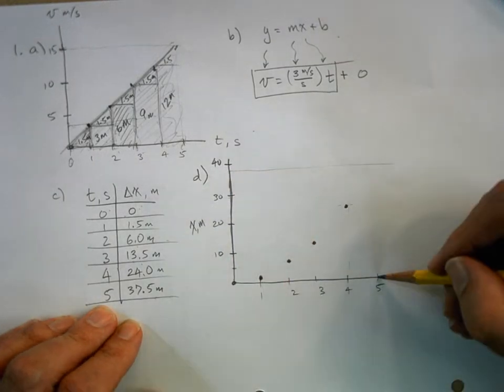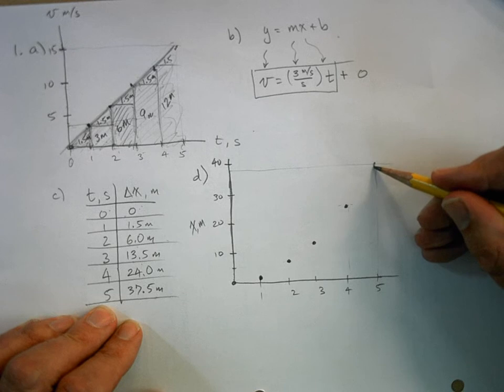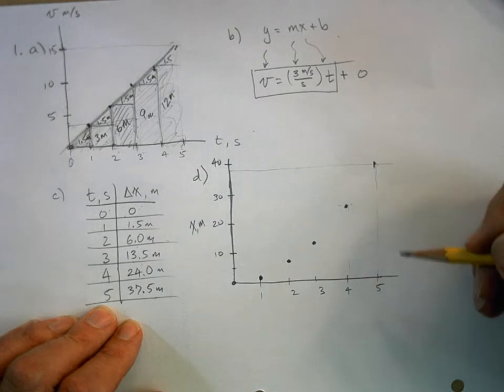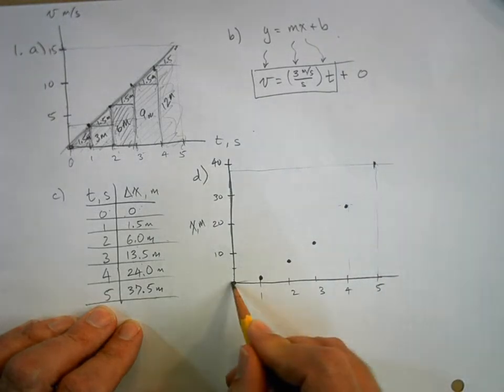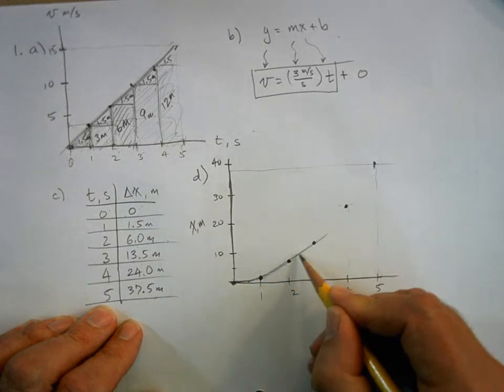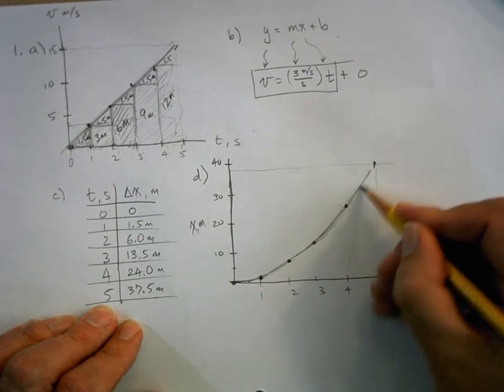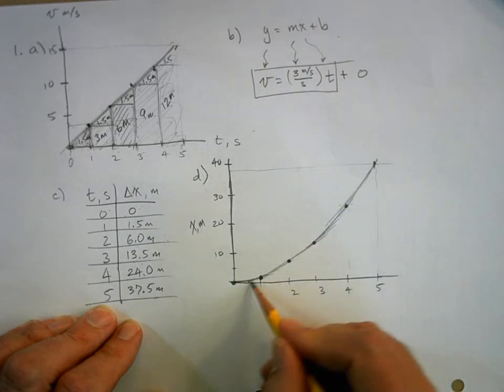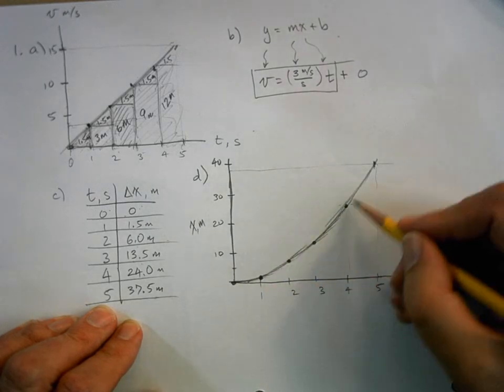And again, if you're using graph paper, this will be a lot nicer, although this turned out pretty good. And notice, you get a nice curve. It's a parabola. We're going to show that it's a parabola mathematically later on.